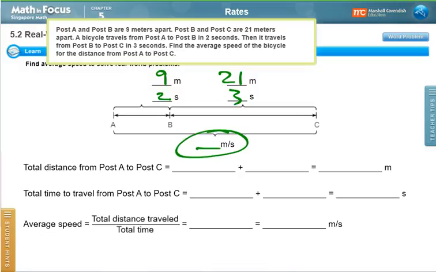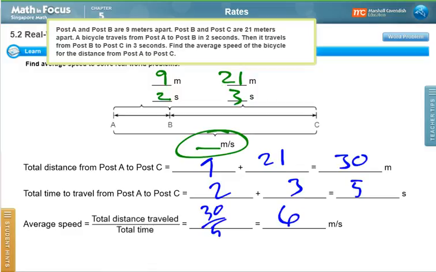So we're looking for that quantity. Well, we have to look at our total distances. How far did it travel? Well, it traveled 9 meters plus 21 meters, or a total of 30 meters. And how long did it take to travel that far? Well, it took 2 seconds to go the first stretch, 3 seconds to go the next stretch, so a total of 5 seconds. Average speed is going to be distance divided by time. 30 divided by 5, or 6 meters per second.